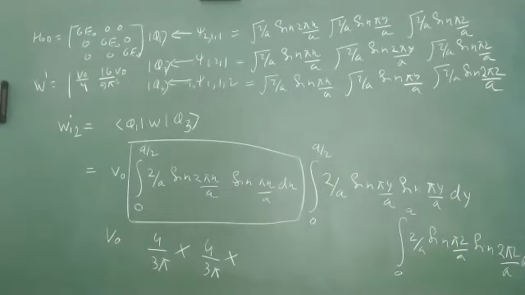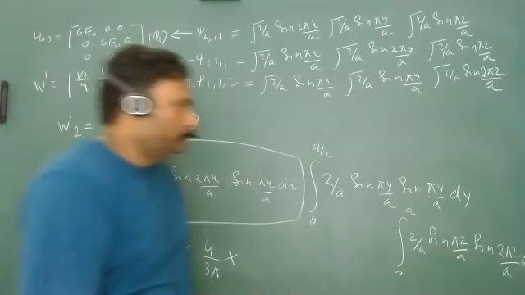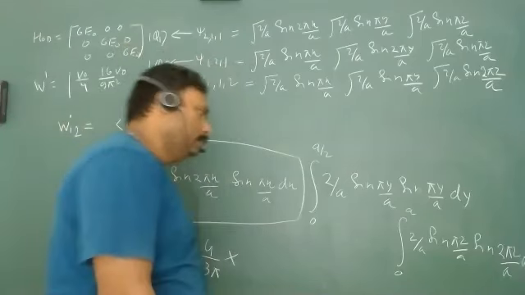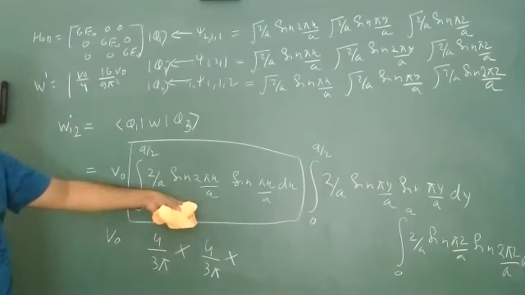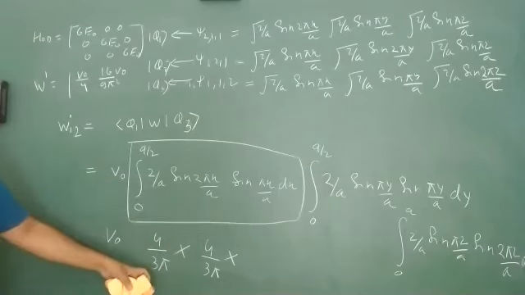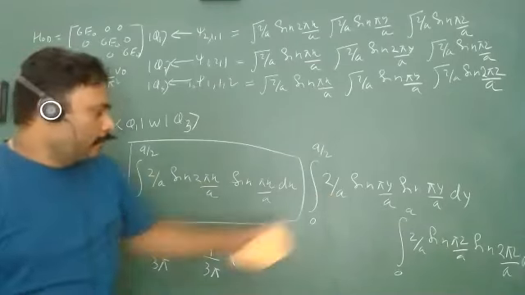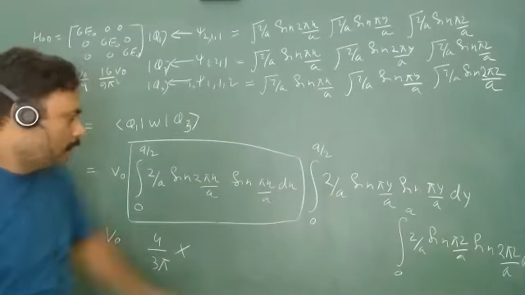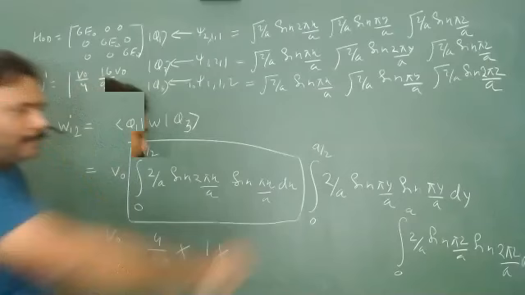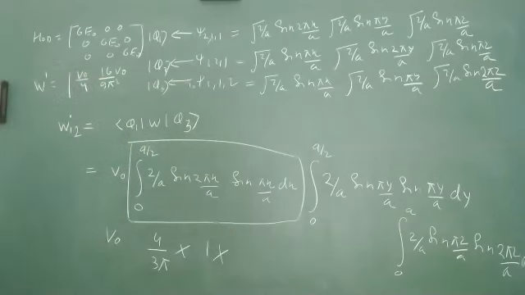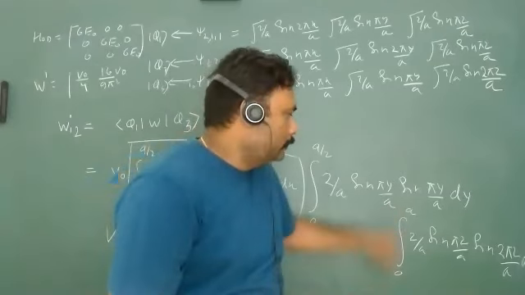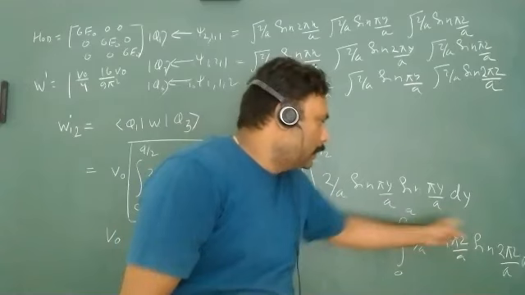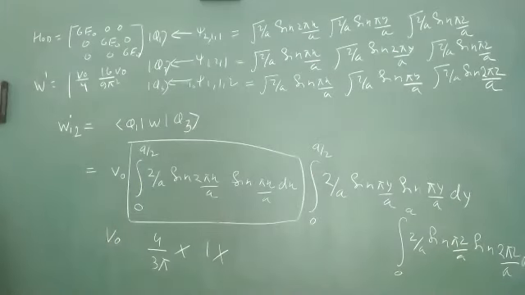Okay, what will be this integration? Can anybody tell me what the first integration is? 4 by 3 pi. The second integration is 1. And what about the third integration? 0. This is between 0 to a by 2. This is normalized, orthogonal, 0. Yes, sir, isn't it?